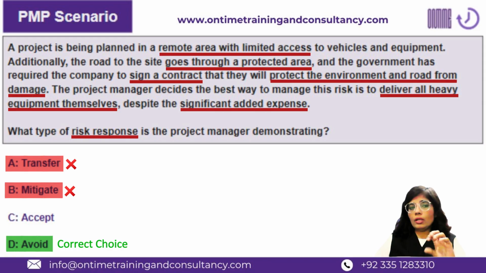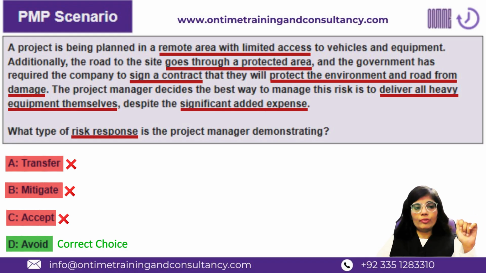We have hints in the question which talk about avoid. Significant added expense is one hint. "By themselves" is another hint. And those three constraints are also a hint that these are serious constraints. And if they are not taken care of, then the project would be in a difficult situation. Right? So this is also not mitigation, and clearly it is not accept. Clearly, I don't know why 50% of people have gone for accept, but this is clearly not accept.